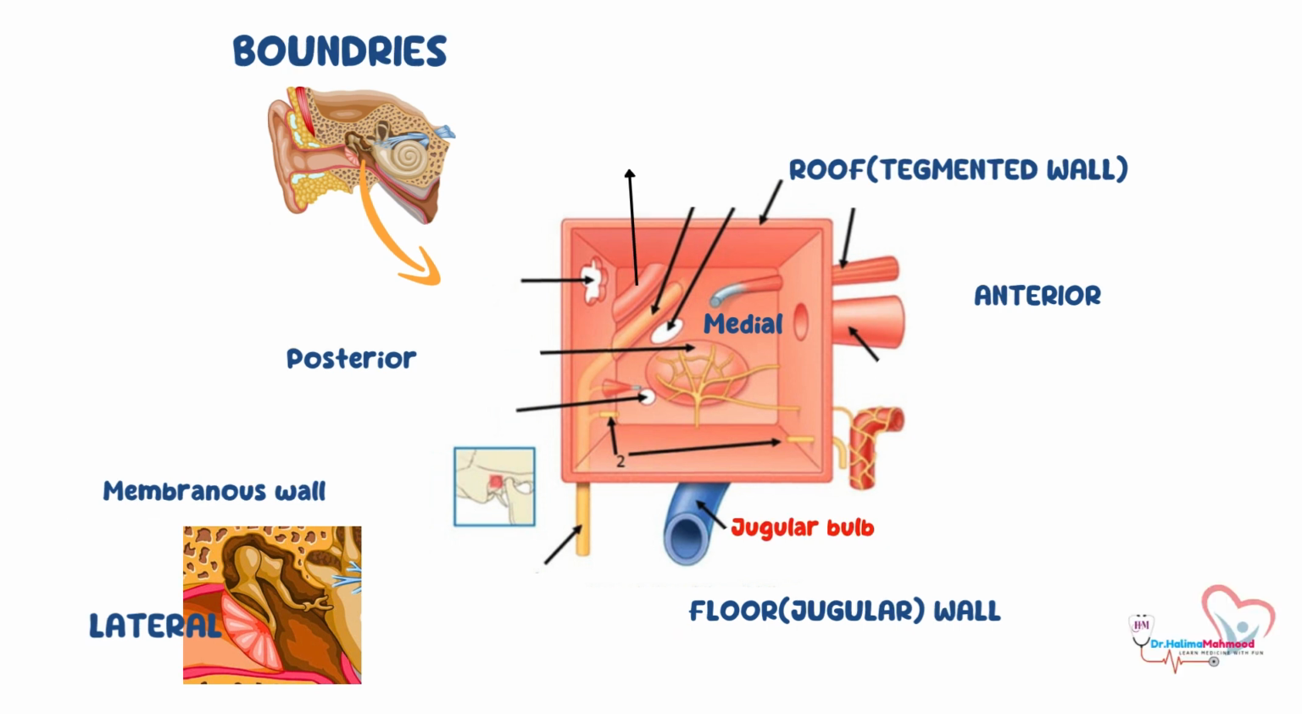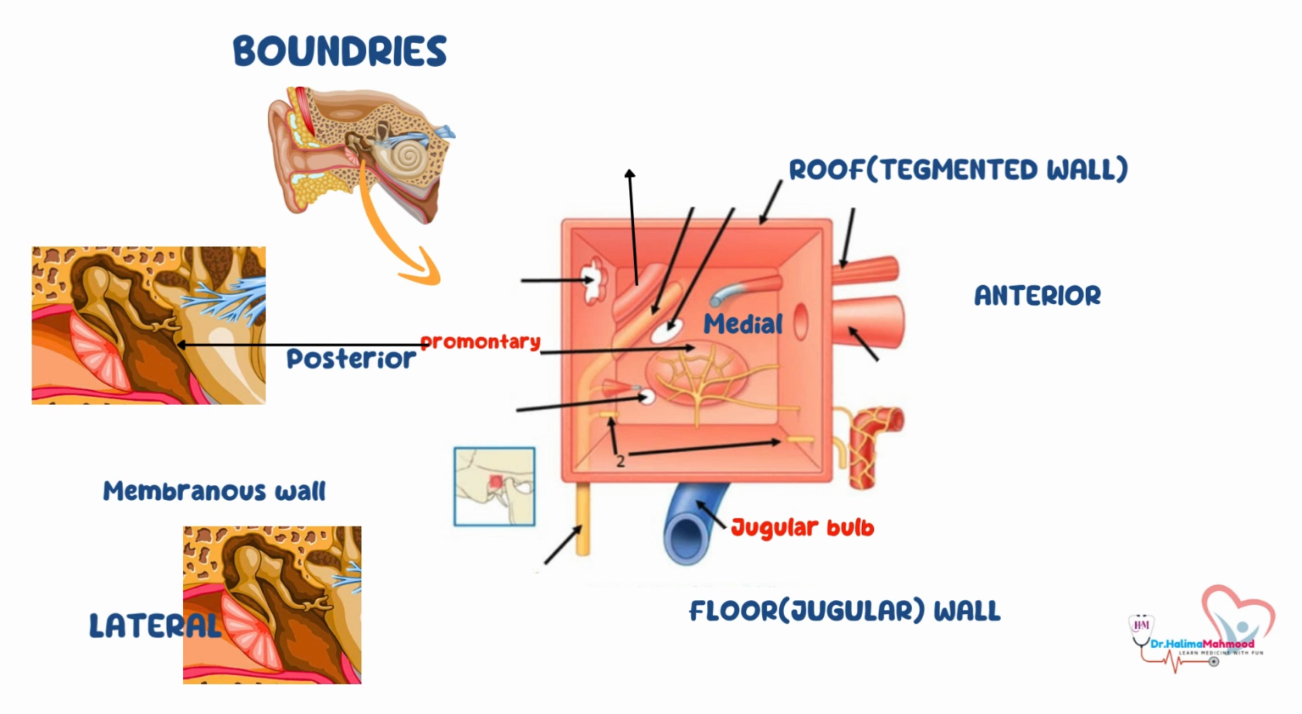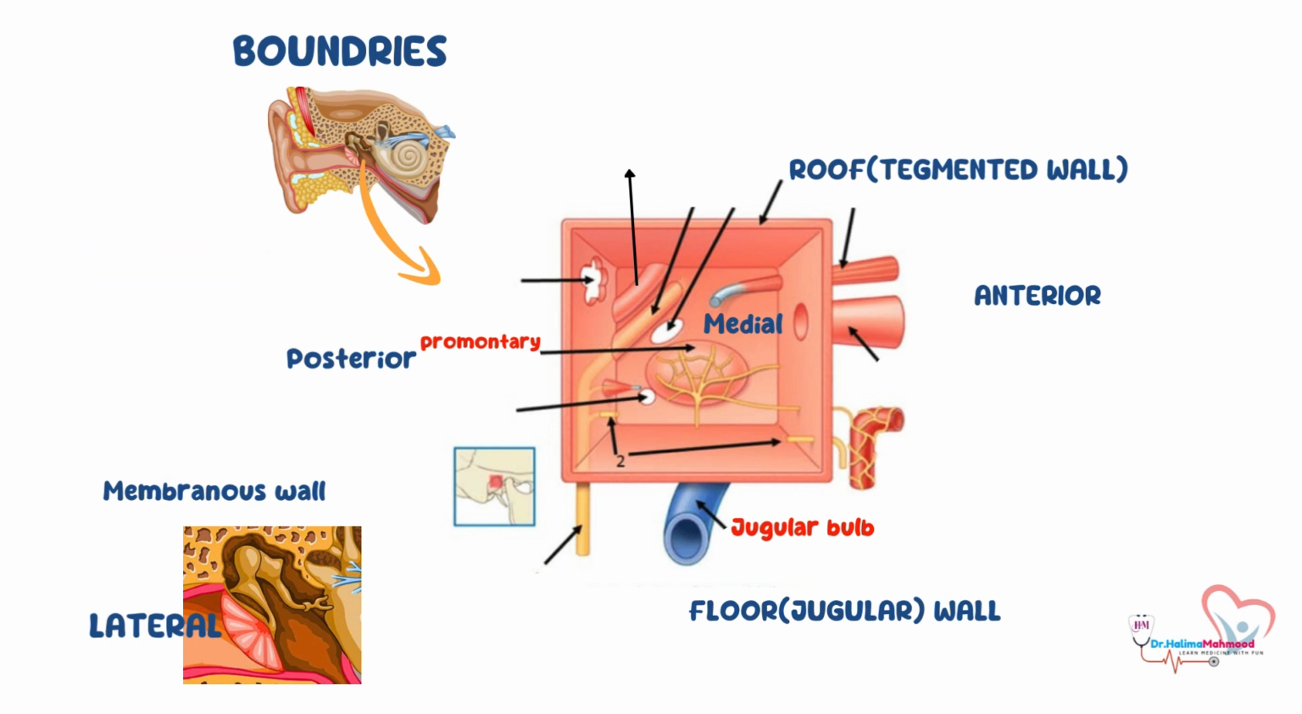Medial wall separates the middle ear cavity from the inner ear. It is also called labyrinth wall. There is a bulge on this wall because of the basal coil of cochlea of the inner ear. This bulge is known as the promontory. Along with the promontory, there are two windows. The first one is the round window. It is covered by a membrane known as secondary tympanic membrane or round window membrane. This membrane transfers the sound vibrations from middle ear cavity to the inner ear.